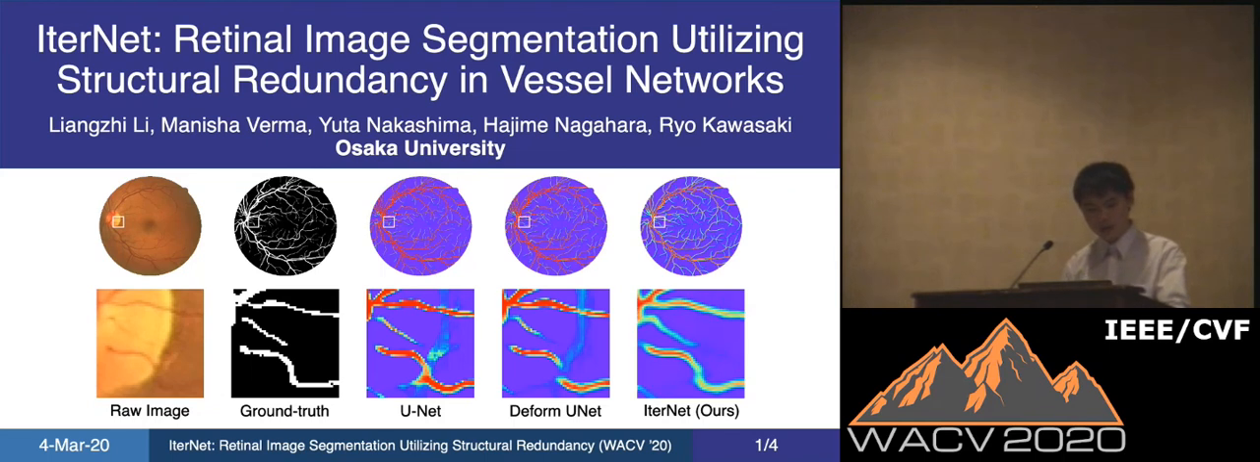The first column is the raw image, and the second column is the ground truth label. The third and the fourth are from the UNet and the deformed UNet. If we look at the second row, which is one of the most difficult parts in the whole image, we can find that the Ethernet can avoid the noises and connect the vessels together.